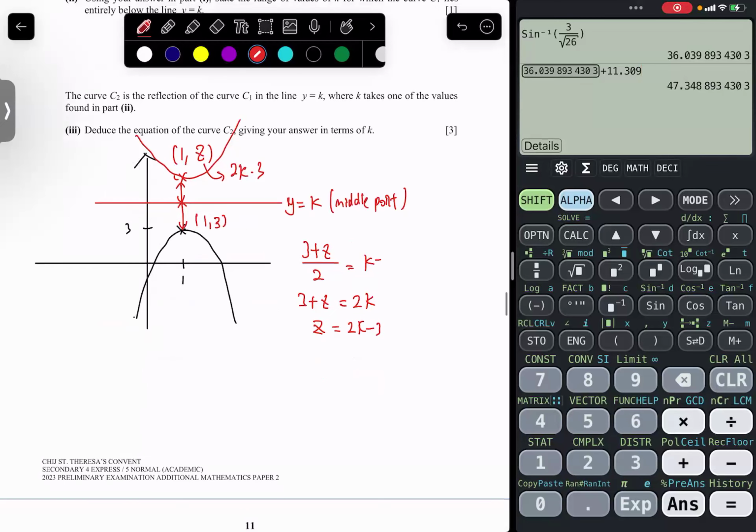Then the equation will be y equals (x minus 1) squared, because this is still x equals 1, then plus 2k minus 3. That's all.